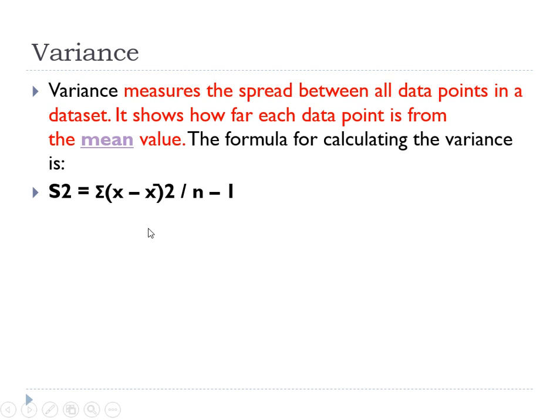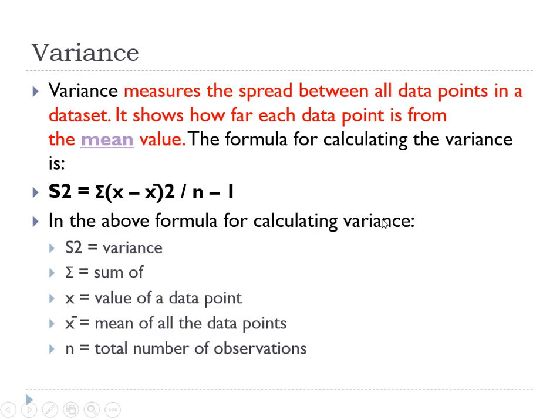So for every data point you take the difference with the mean value, square it, sum it up, and then divide by n minus 1. This is the formula for calculating the variance. s square is used to represent the variance, the summation is over the data points, x is the value of a data point, x bar is the mean of all the data points, and n is the total number of observations. So variance is represented by s square.